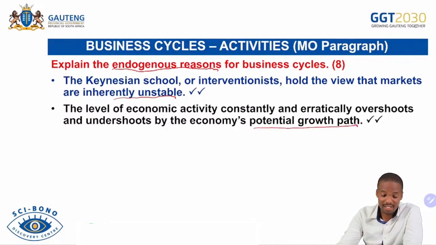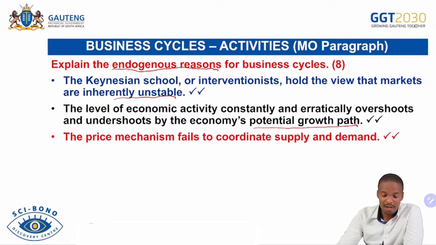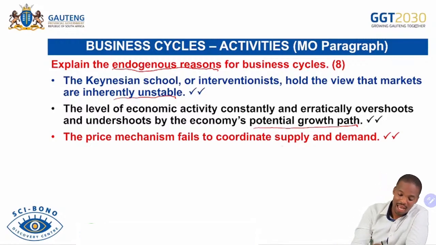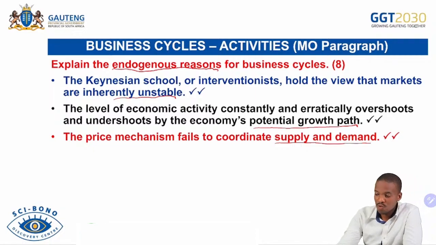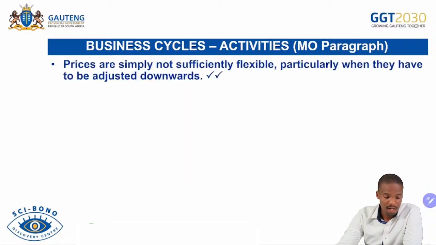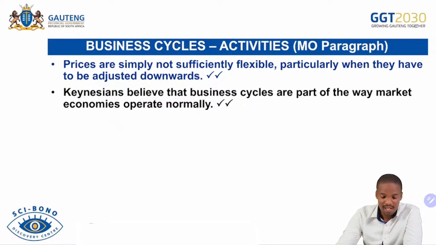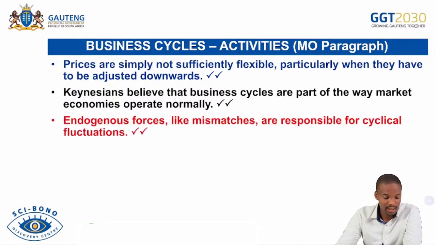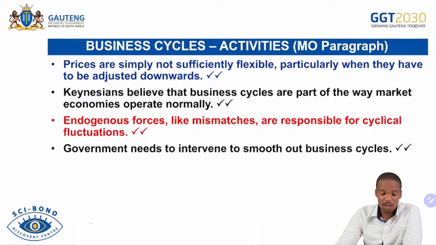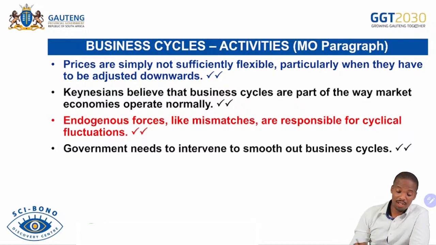Then another statement, this is an 8-mark question. The price mechanism fails to coordinate supply and demand. You're still continuing. The prices are simply not sufficiently flexible, particularly when they have to be adjusted downwards. The Keynesian believes that business cycles are part of the way market economies operate normally. Endogenous forces like mismatches are responsible for cyclical fluctuations. Government needs to intervene to smooth out the business cycle.